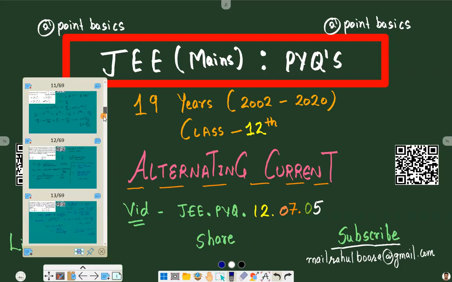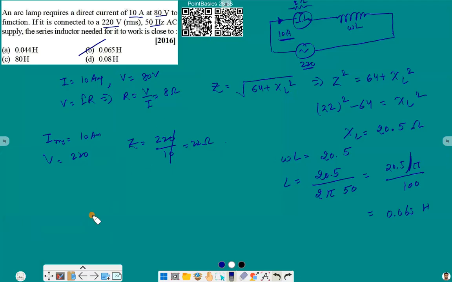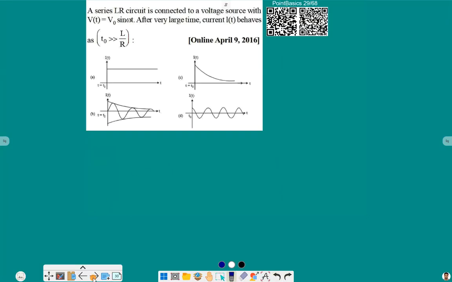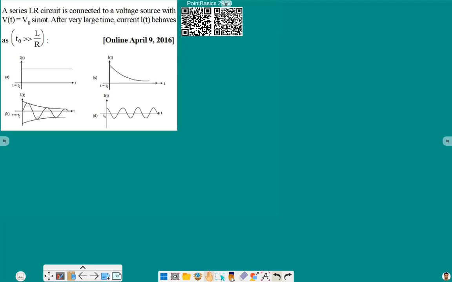In the previous one, we completed around question number 30 or something. This is question number 28, and we have to start with question number 29 today. So let's slide it down. A series LR circuit is connected to a voltage source with V equal to V node sine omega t. After a very large time, current I(t) behaves as.